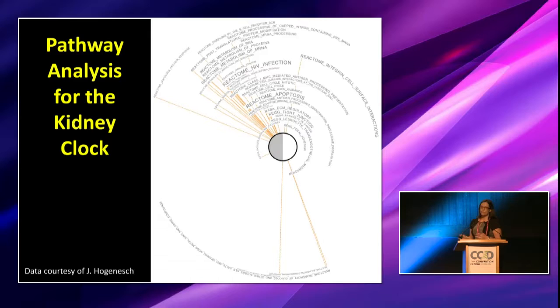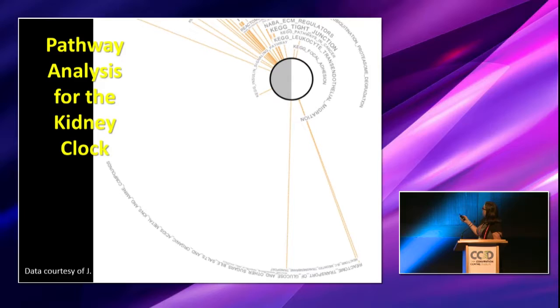So in collaboration with Dr. Hoganesh, again, we've done the pathway analysis of his work in the kidney. And this is a lot to look at here, but it's looking at a number of different pathways, and I just want to focus in a little bit on one that peaks down here at the transition from the rest phase to the active phase, and that is a family of genes that function in transmembrane transport.